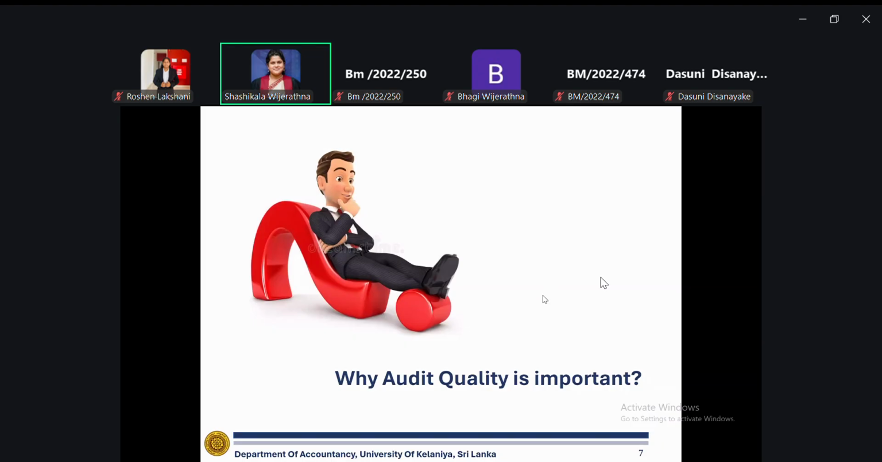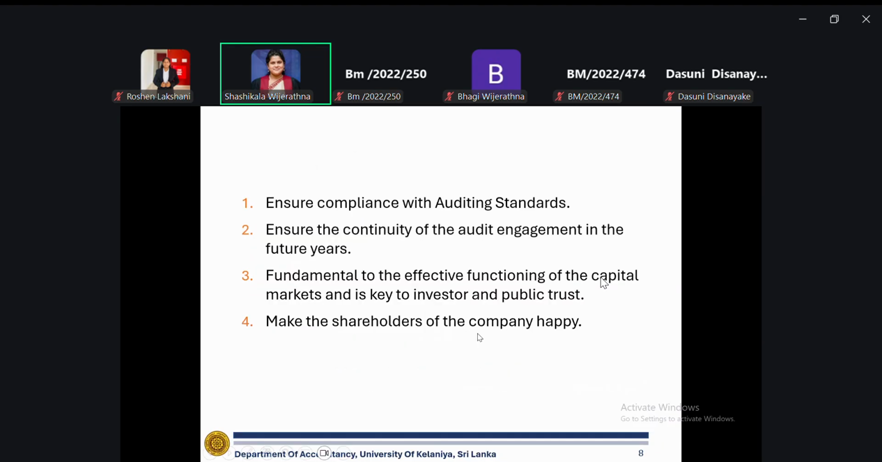Let's see, I have listed down the main importance of having audit quality. Ensure compliance with auditing standards. The audit should be performed in compliance with auditing standards. So if the company has a good quality management framework within the entity, it ensures compliance with the auditing standards. And then ensure the continuity of the audit engagement in future years as well.